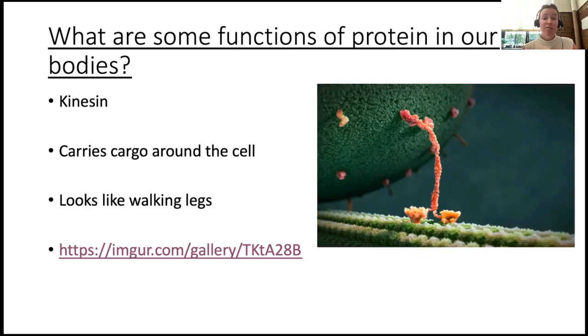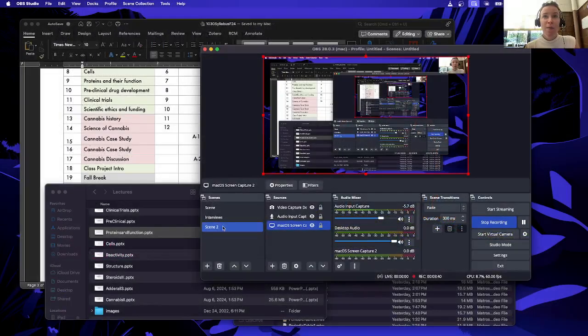Here's another example of a protein that has a wildly different function. This protein is called kinesin. And its job, as you can kind of see on the right here, is to carry cargo around the cell. So this kinesin molecule physically walks down this strand, carrying its cargo, so this cargo can move around the cell. It looks like walking legs, and I am going to get us to this other screen here so we can watch it walk. It's pretty cool.